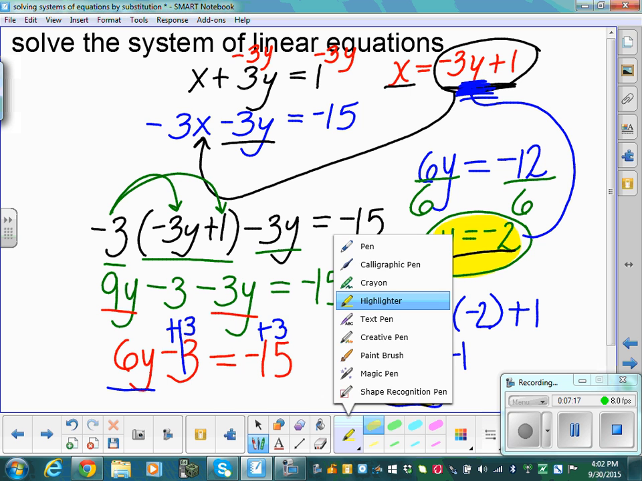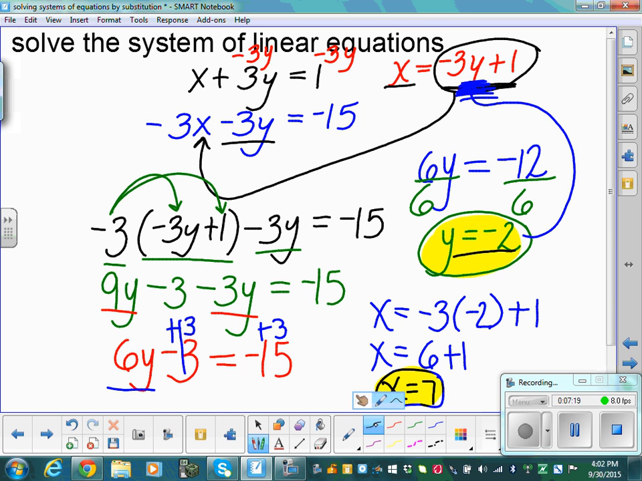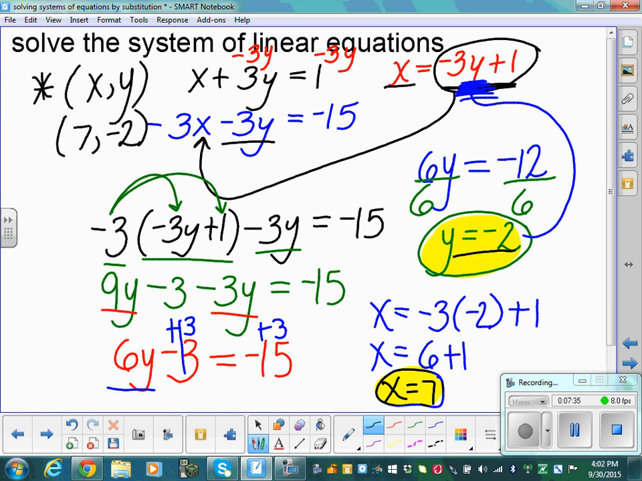Now they like us to write our answers as an xy point. So I'm going to write my answer right up here in this corner. My final answer is x comma y. We just found x. X was 7 and y was negative 2. So this is how I would write my final answer. 7 comma negative 2.